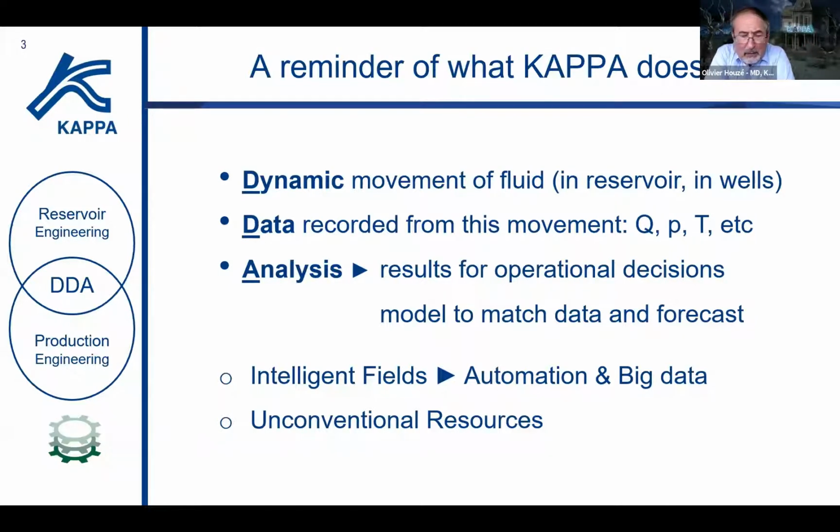And we have been doing that in two additional contexts that are more recent than KAPPA. The first context is what we called intelligent fields 20 years ago. And this is the context that is getting us to the automation work that I will be presenting now, and Olivier later. And the second context, from 10 years ago, is of course unconventional resources, which is something that we have put a little bit on the back burner this year for obvious reasons.